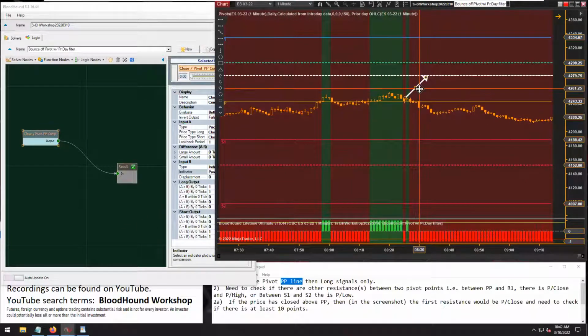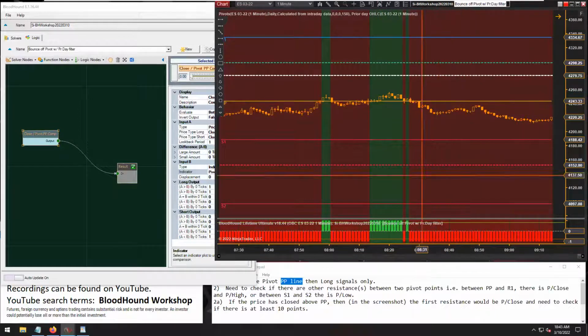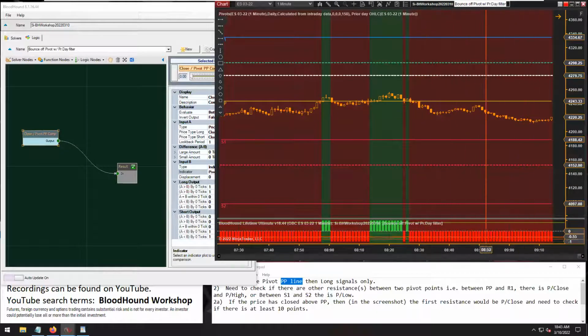And there we have it, right? So we can see here the close of the bar is above the PP line, which is the orange line here. And we get a long output when the close is above, and when the closing price is below the PP line, then we get a short output. Right, so there we go. So there's our directional signal filter.